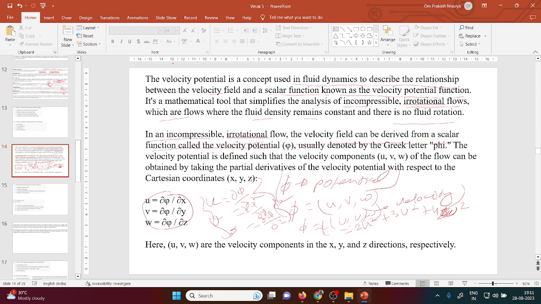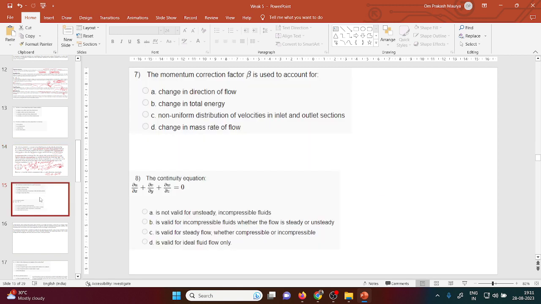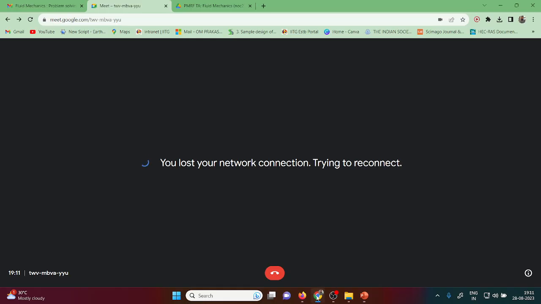So basically this is related to mathematics: your water flow in the channel or in the pipe, the equation of these streamlines. If you are able to formulate how the flow is happening in the channel or pipe in terms of phi, the function of x, u, v, w, then you can easily calculate the components of the velocity. These are the concepts. The question numbers 7 and 8 we'll see after a 5 minute break.